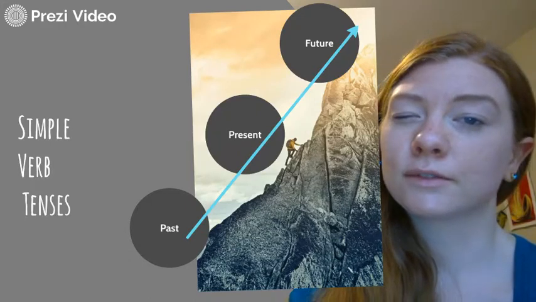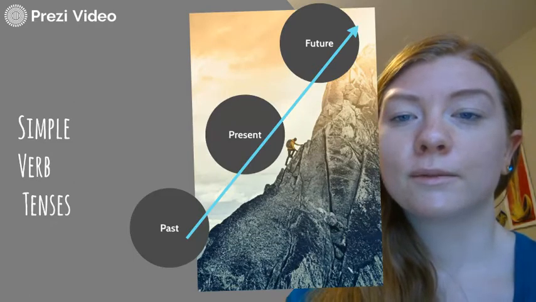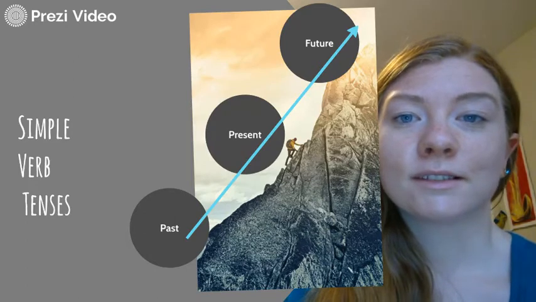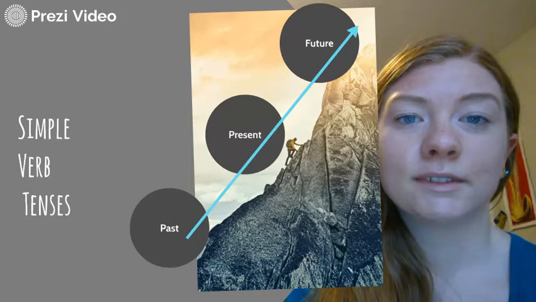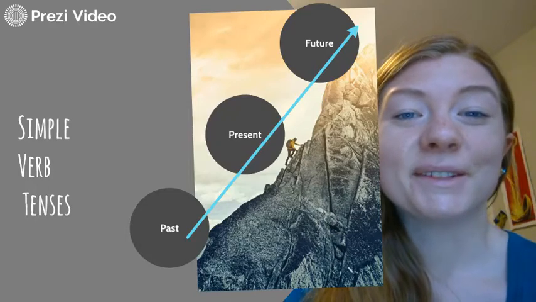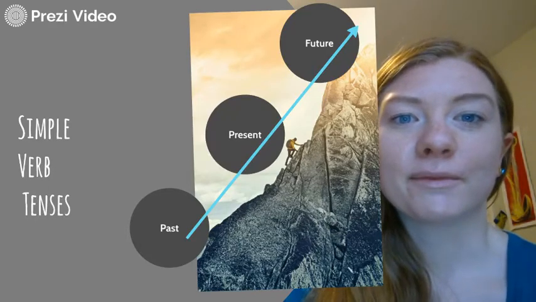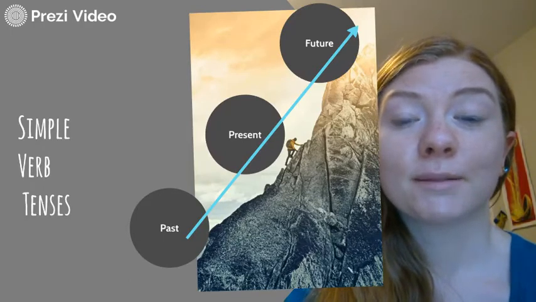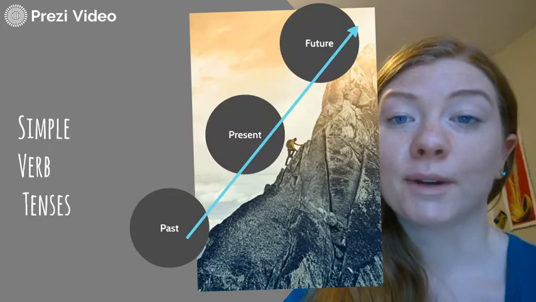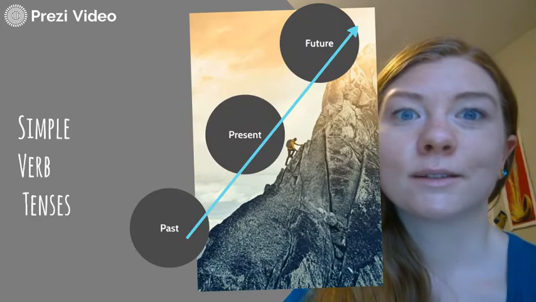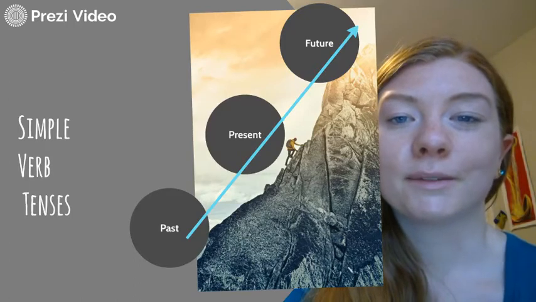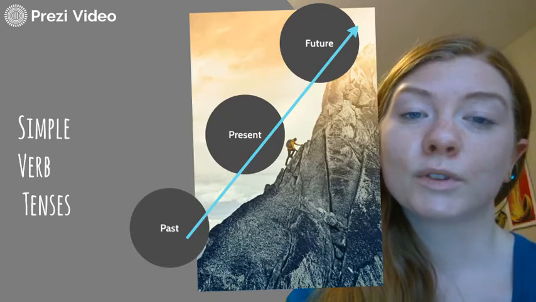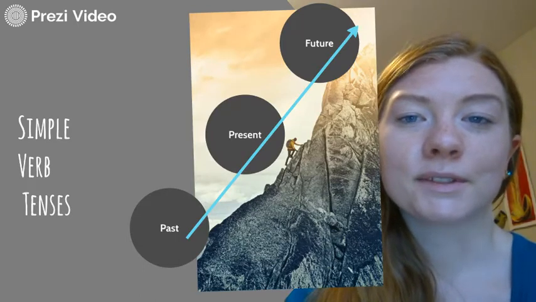So think of it as if you're climbing up a mountain. The bottom of the mountain is where you've been. It's in the past. The present is where you are on the mountain. Maybe you're halfway up. And then the future is where you want to go. It's like the peak of the mountain. So when you talk about things in the past, you're using past tense verbs because you're talking about where you were when you were at the bottom of the mountain. In the present, you're talking about things that are right now. And so you're talking about the present moment. And the future is talking about what will happen or what you hope will happen in a future time.